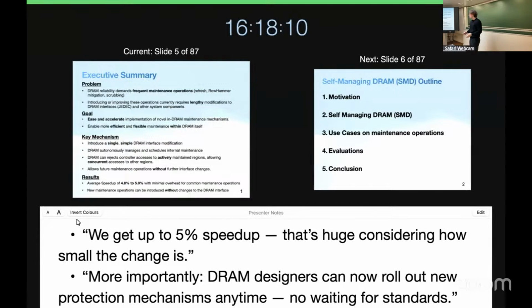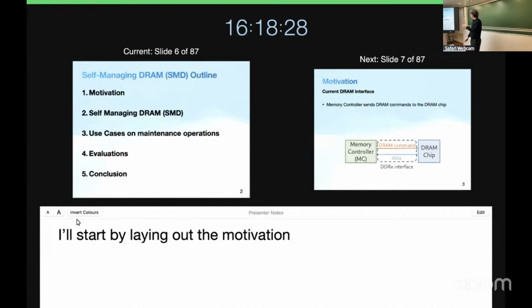The results we're seeing with this paper are an average speedup of up to 5%, and there will be minimal overhead on the chip itself. New maintenance operations can also be introduced without any changes to the DRAM interface.